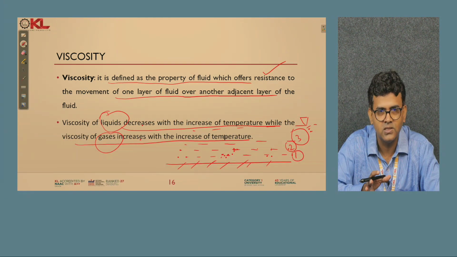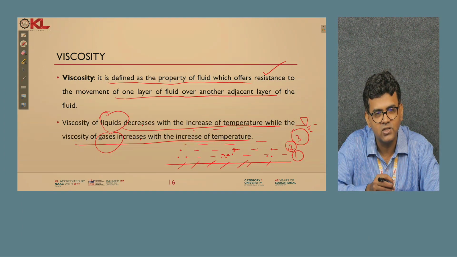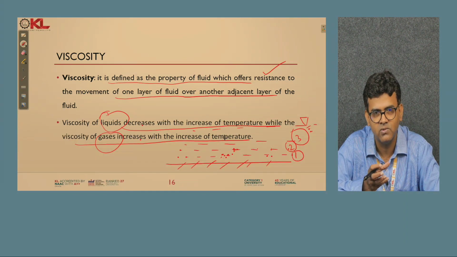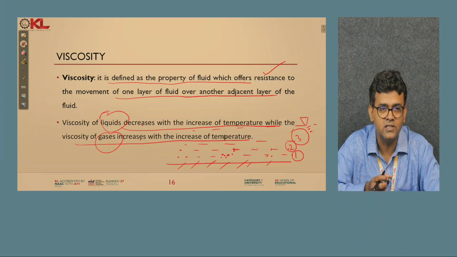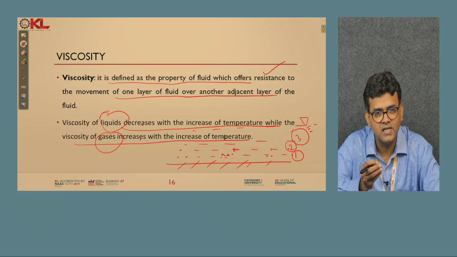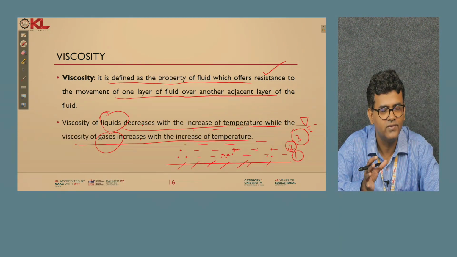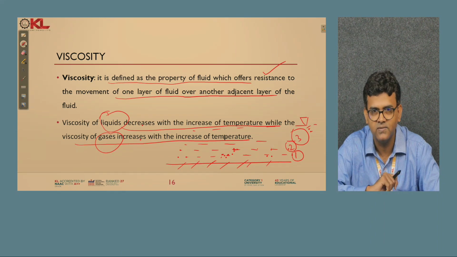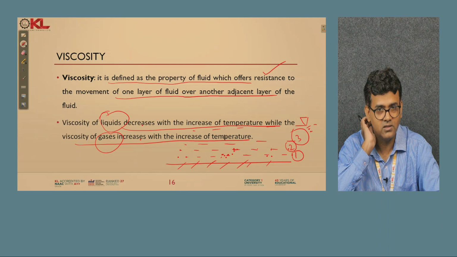They are far from each other. While in the case of gases, the molecules come close together when the temperature is increased. When the temperature increases, gas molecules come close to each other, and that increases the viscosity. While in the case of liquids, molecules go far away from each other, so it decreases the viscosity. In the case of gas, they come together and increase the viscosity. That's the effect of temperature on viscosity.